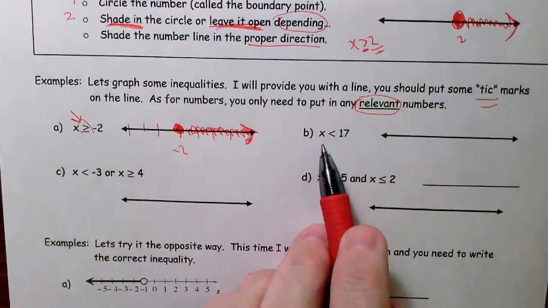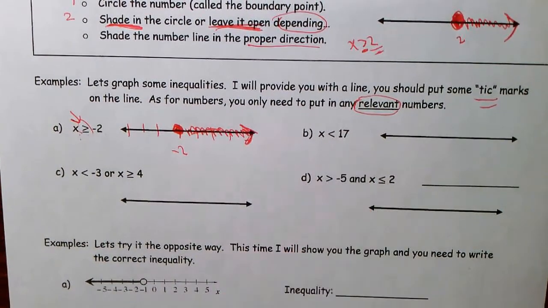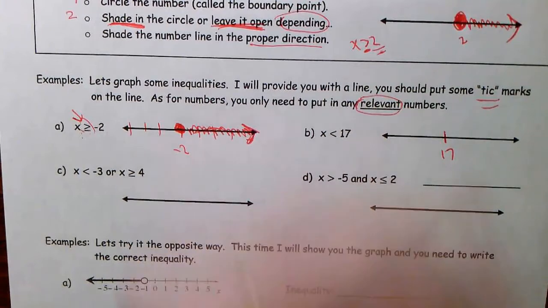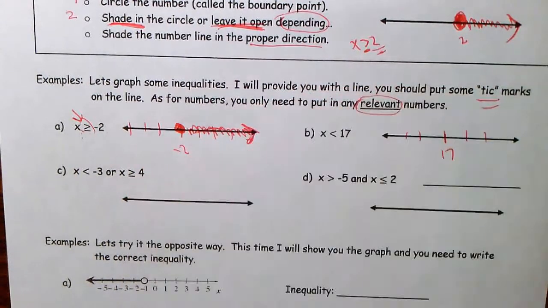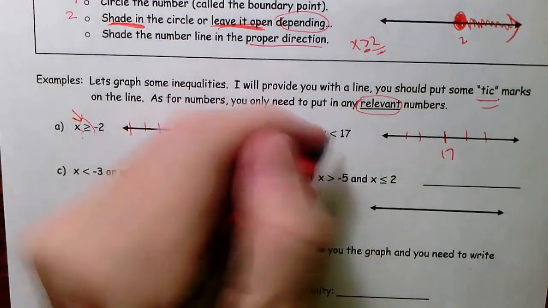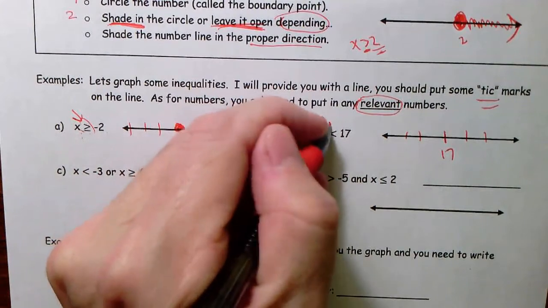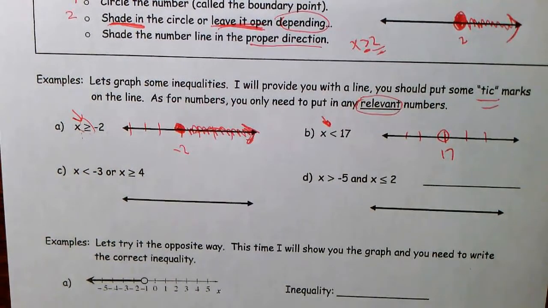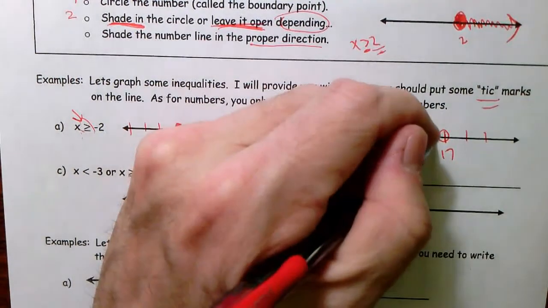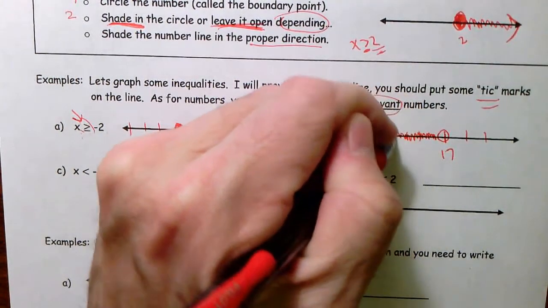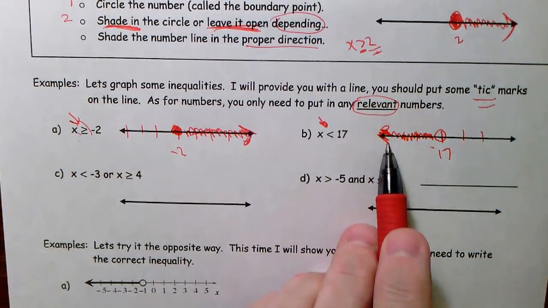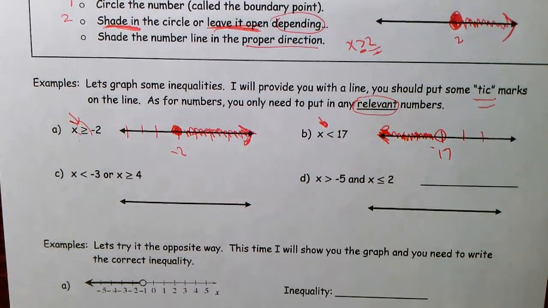How about I want to shade in numbers that are less than 17? The only number that matters is the 17. Maybe I have some other tick marks. Since I do not have an or equal to here, that would be an open circle, because 17 is not one of my answers. And I want numbers that are less than 17, and on a number line that would be to the left. And I've shaded in all the numbers that are less than 17.